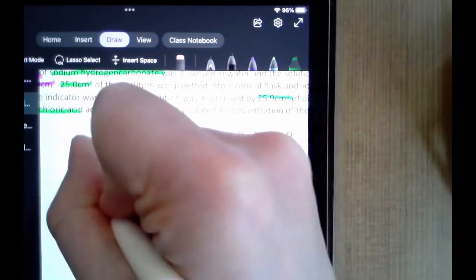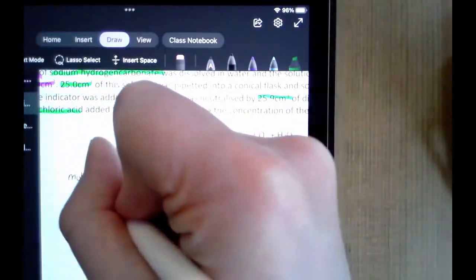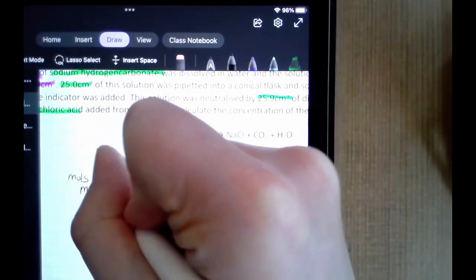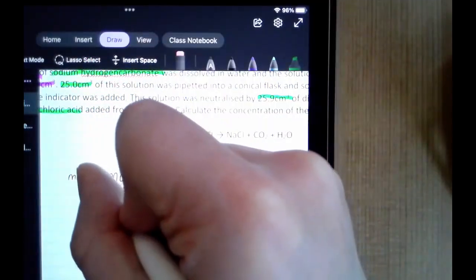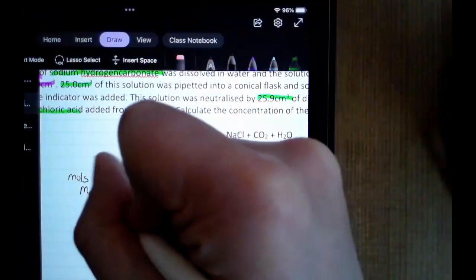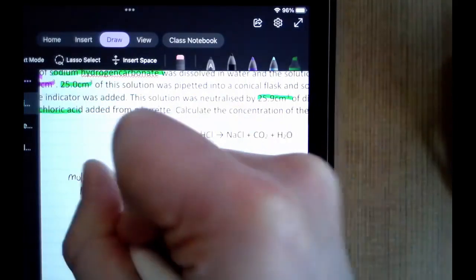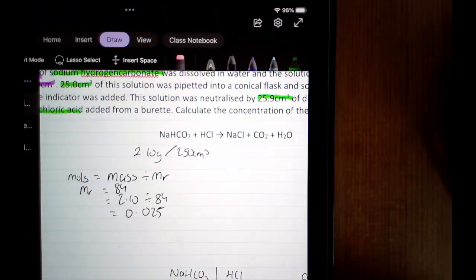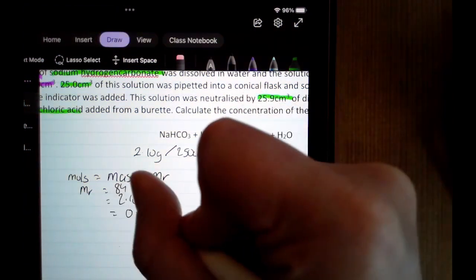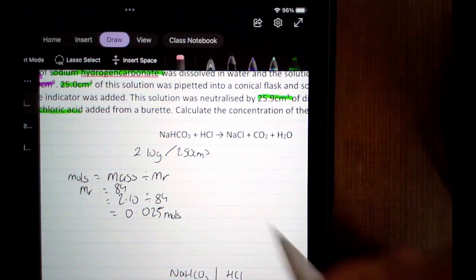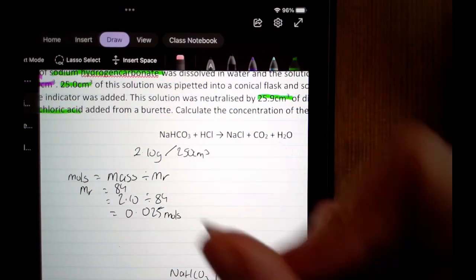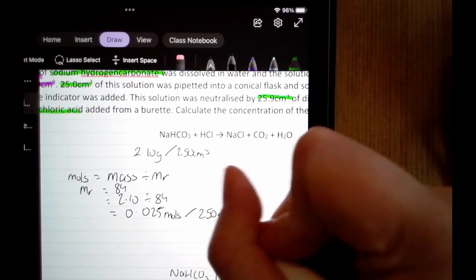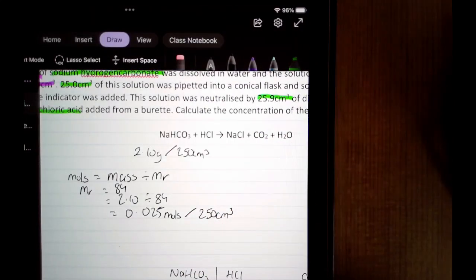The formula mass of NaHCO3 is 84. So the mass, as I said, is 2.10. That's in the question. Divide that by the formula mass, 84, and I end up with 0.025. So I've gone from mass to moles. However, I still don't have a concentration because this was the mass per 250 centimeters cubed. Therefore, this is the number of moles per 250 centimeters cubed. The units for concentration I need are moles per 1 decimeter cubed.